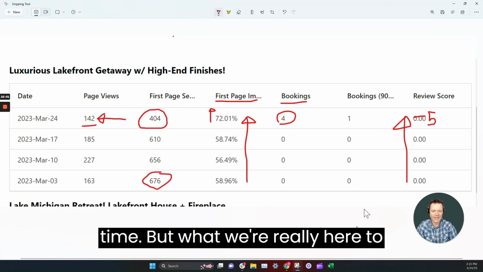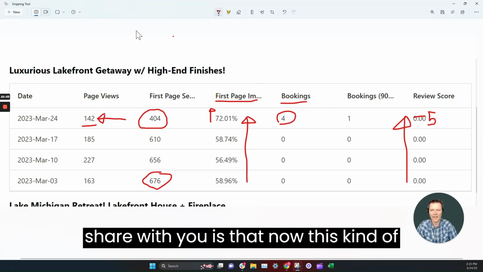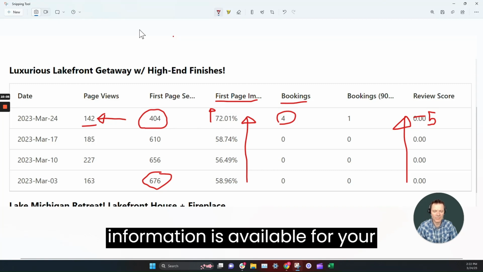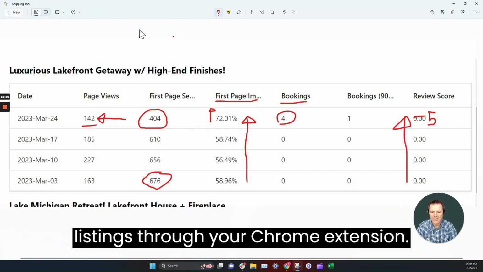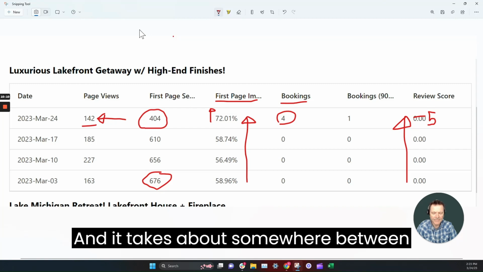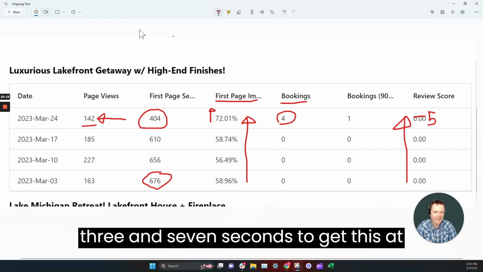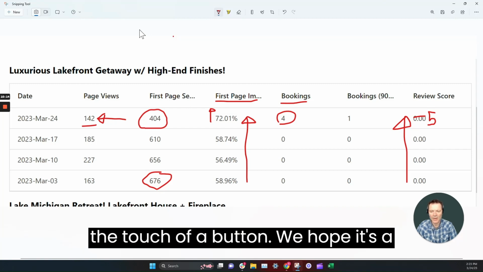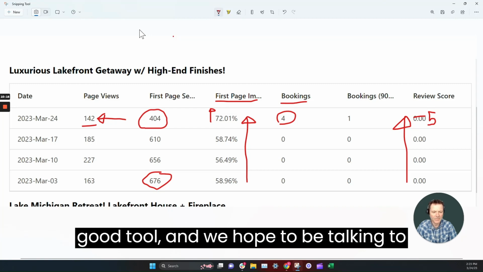But what we're really here to share with you is that now this kind of information is available for your listings through your Chrome extension, and it takes about somewhere between 3 and 7 seconds to get this at the touch of a button.